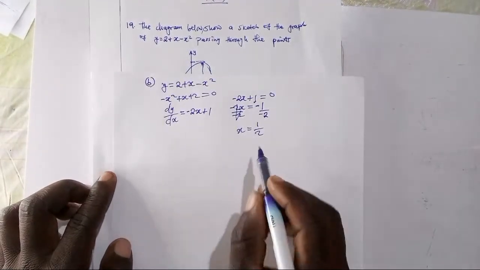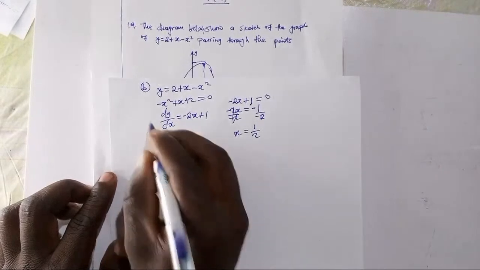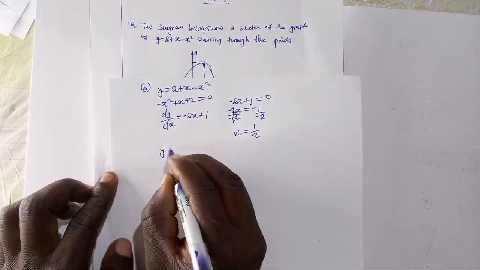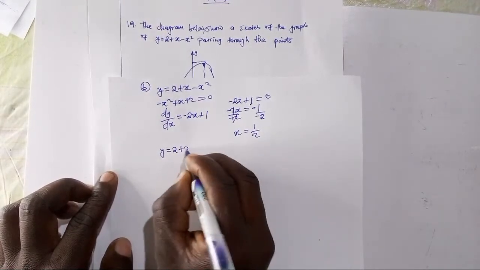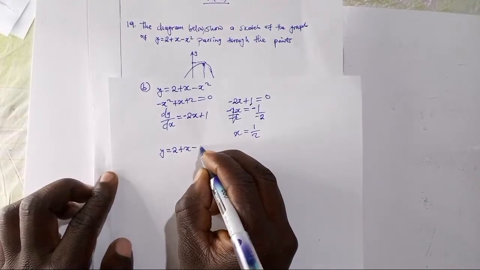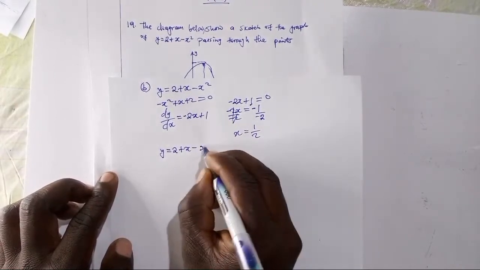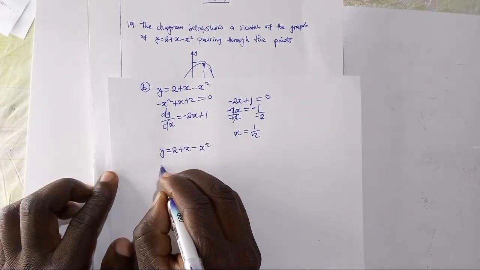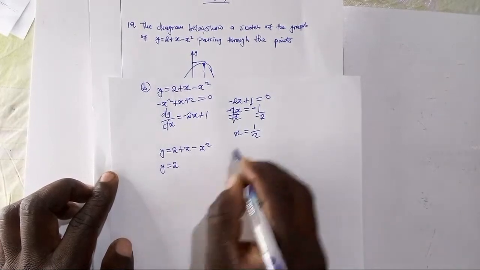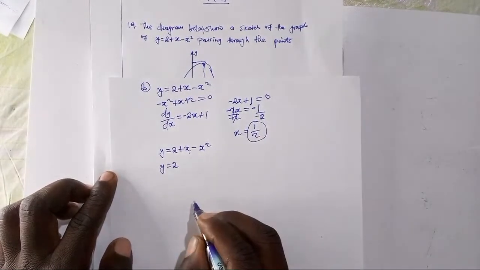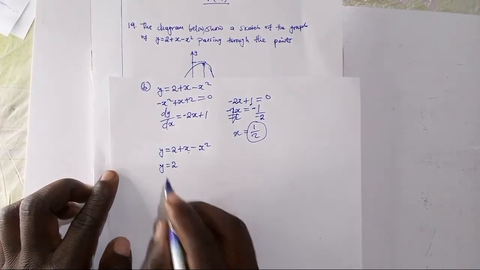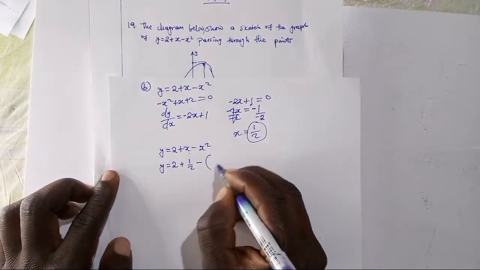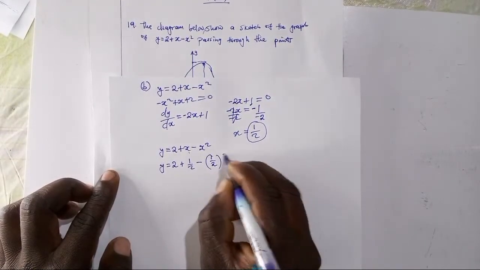So now let's find the maximum value of y. From this same equation, y equals 2 plus x minus x squared, we are going to substitute where there is x with this value here for us to find the maximum value of y. So here we have 2 plus half minus half squared, right?